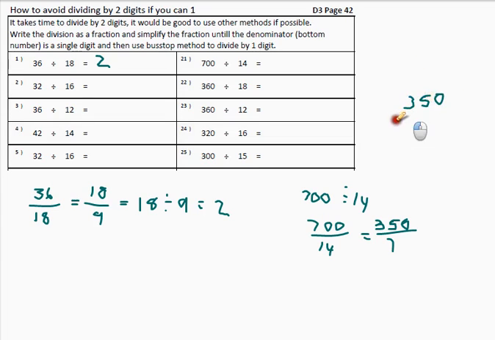350 divided by 7. 7 goes in 35, 5. 7 goes in 0, 0. So my answer is 50. 50, okay? It's your turn. Pause the video. Please try to follow this with simplifying.